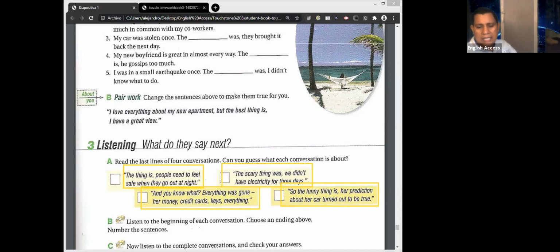So it says, listen to the beginning. Look at letter B now. Listen to the beginning of each conversation. Choose an ending and number the sentences. Okay? So first we have to number. So here we go, you guys. Come on. Let's listen and number.